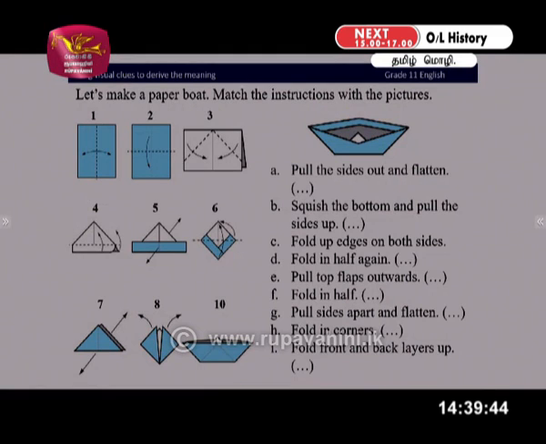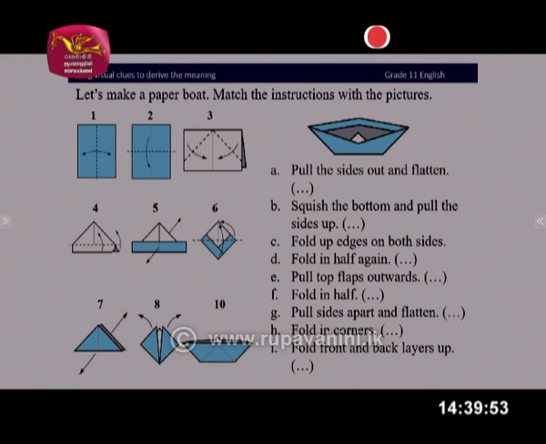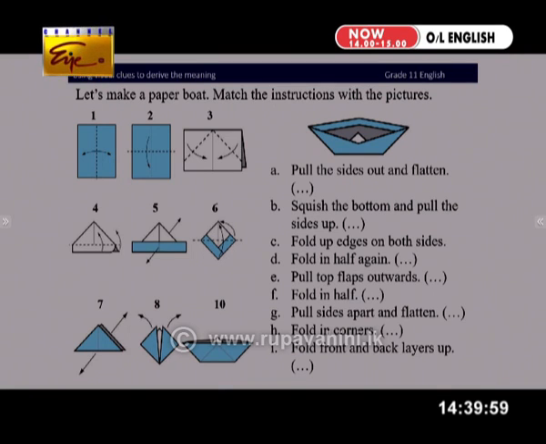So children, it's your time to do the activity. Take your exercise book and write down the relevant number in your book. Don't mix up, because if you mix up, you will not get a proper boat.